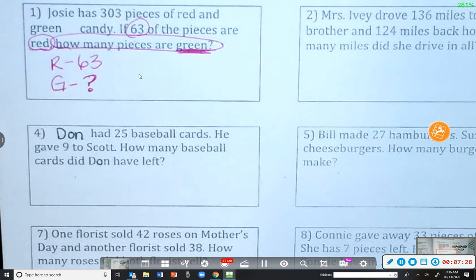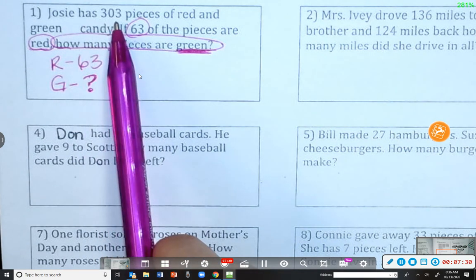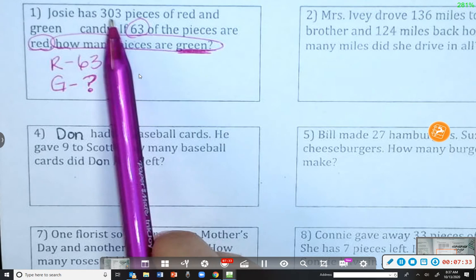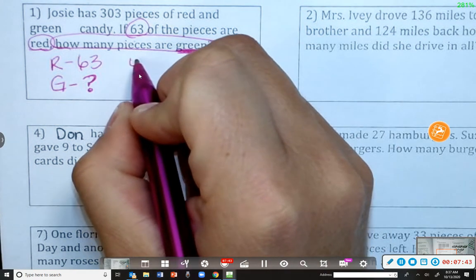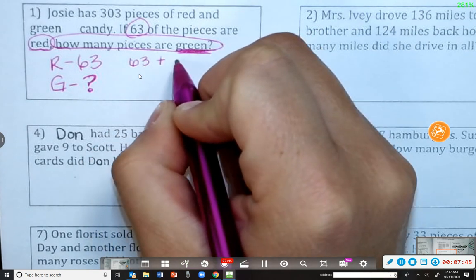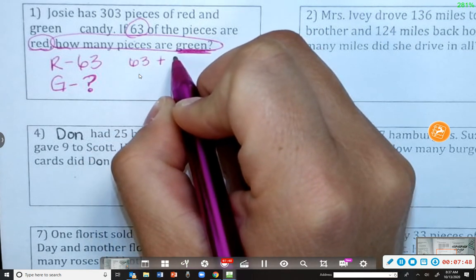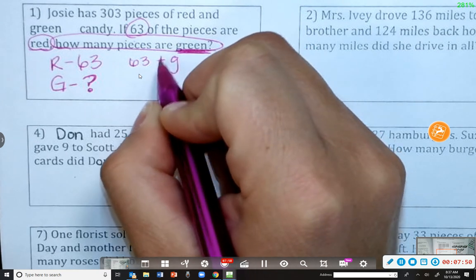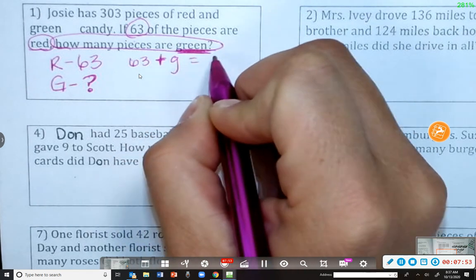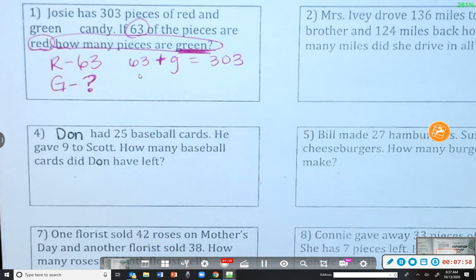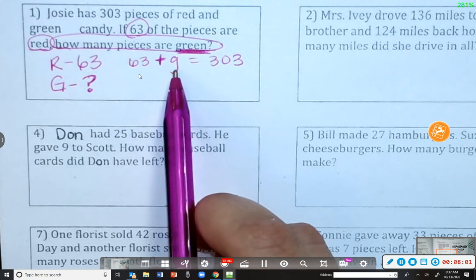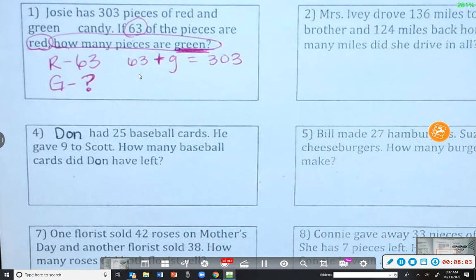Okay, now I see another number at the beginning. It said Josie has 303 pieces of red and green candy. Is this 303 important? Yes. Is that the total amount? Yes. So could I put 63 plus something? We'll just use the letter G for green. Equals 303? Yes.